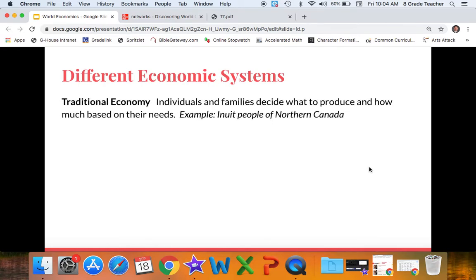The first is a traditional economy in which individuals and families decide what to produce and how much based on their needs. So here's an example of that first one that Mr. Shane talked about, which is a survivalist type of system. You wake up in the morning, you or your family decides what you're going to make and how much you need, living off the land in this traditional sense. A lot of times throughout history, economies have been based on bartering and trading rather than on some type of currency or economic exchange like money for goods or services.